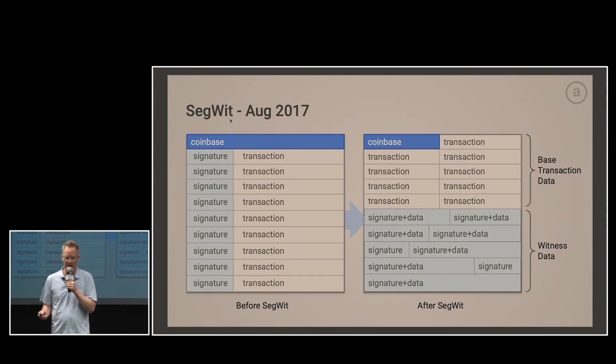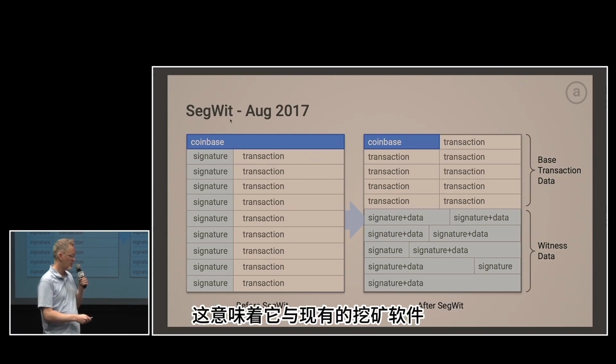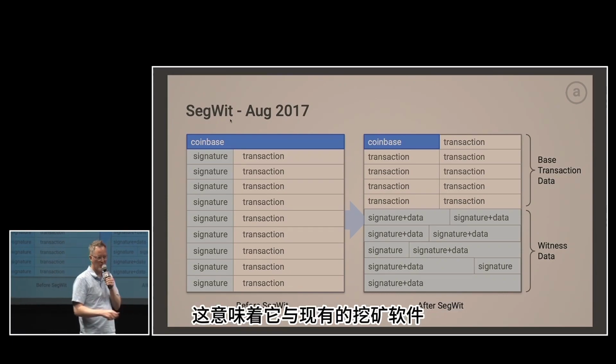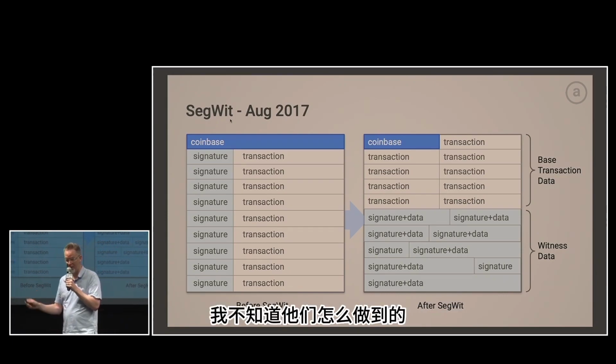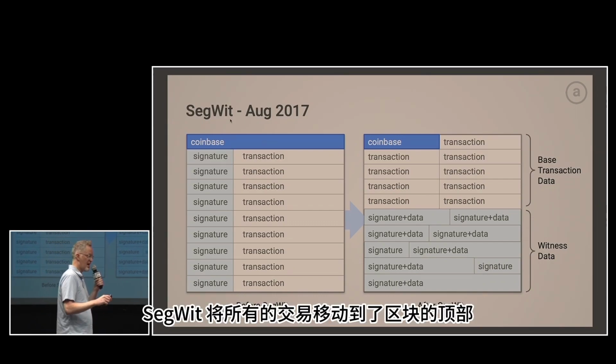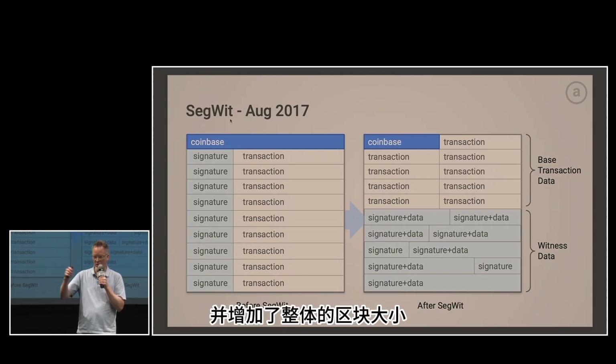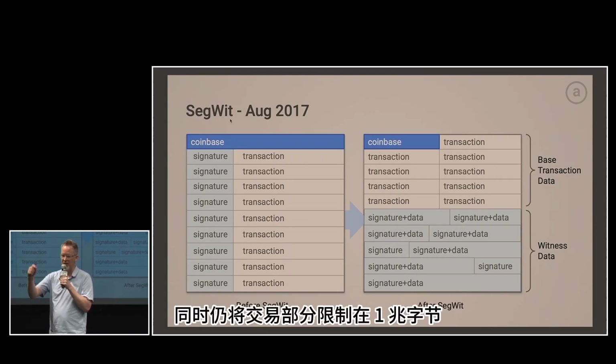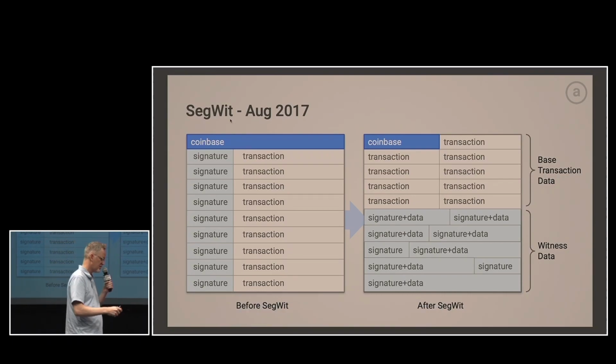And after SegWit, and somehow they did this with a soft fork, which meant it was backwards compatible with existing mining software, which I don't know how they did, some sort of magic there, it moved all of the transactions to the top of the block, and it increased the overall block size while still limiting the transaction portion to 1 megabyte, sort of preserving the original intent of the protocol.